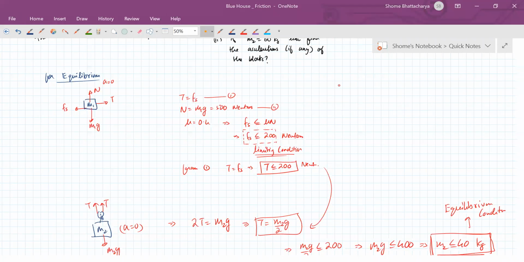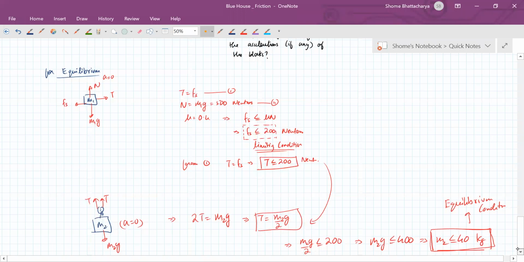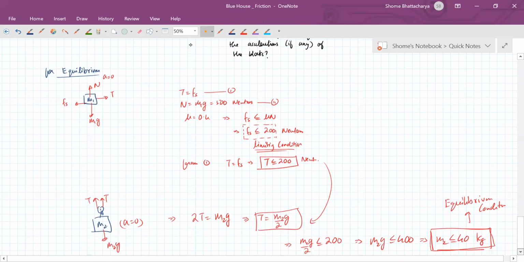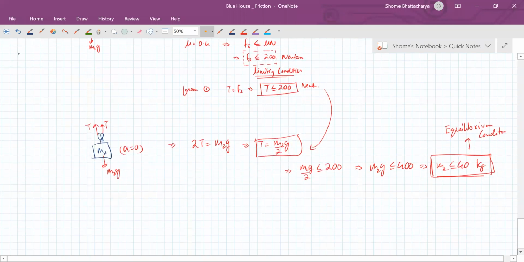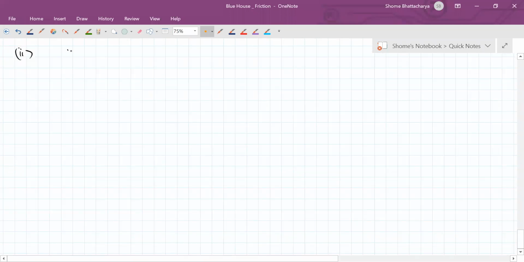Right. So hope this is clear to all of you. I'll confirm the values for the second one. Okay. So obviously if the mass of the second, M2, is more than 40 kg, there's going to be acceleration. So that's where our second part comes in. In the second part, M2 has been taken as 60 kg, right?